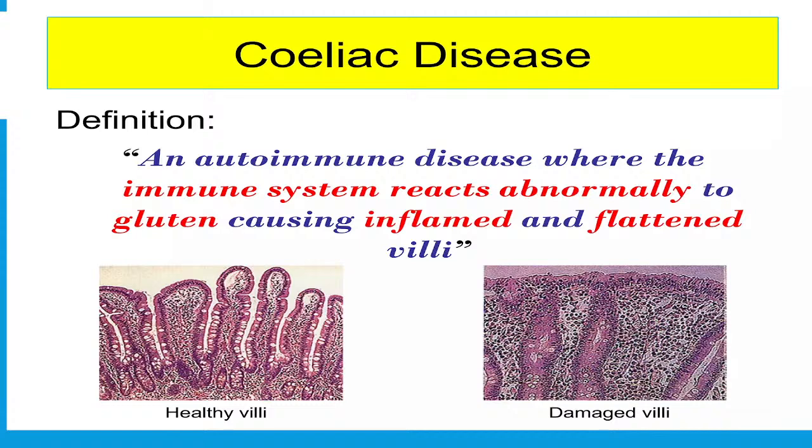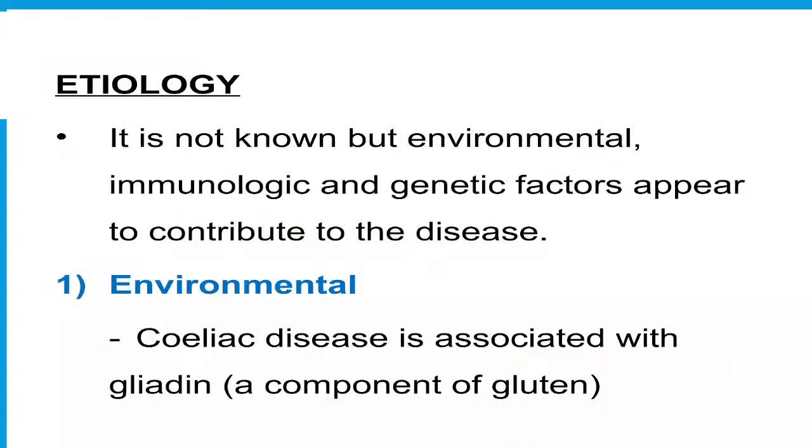As you can see, this is a normal healthy villi and this is the villi in celiac disease, which has been damaged or flattened. Etiology: it is not known, but it is considered that it could be environmental, immunological and genetic factors which act as trigger to autoimmunity and contribute to the disease. So there are environmental, immunological and genetic factors.